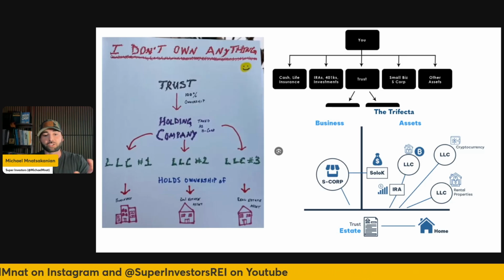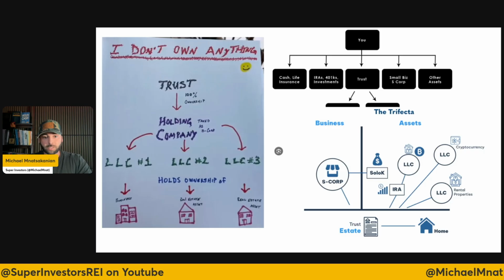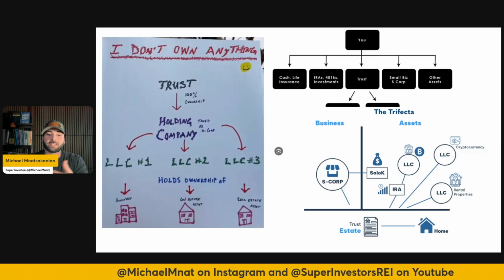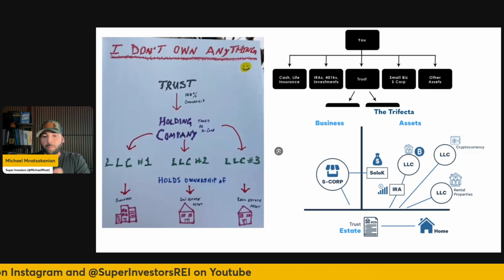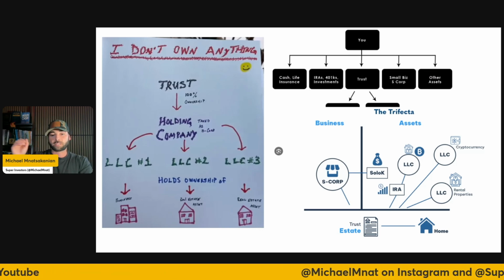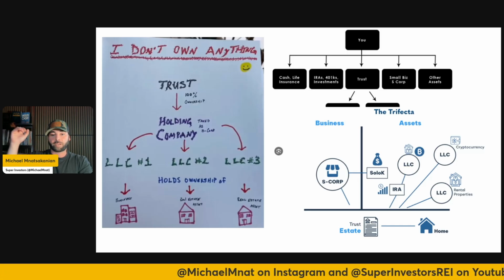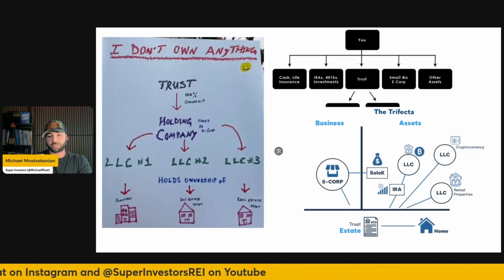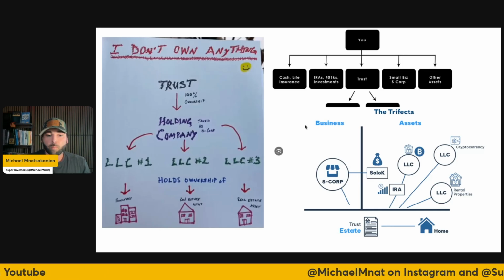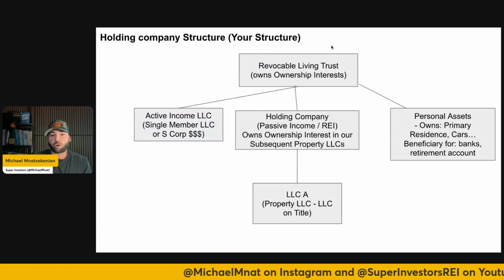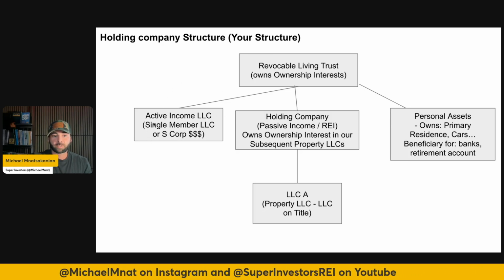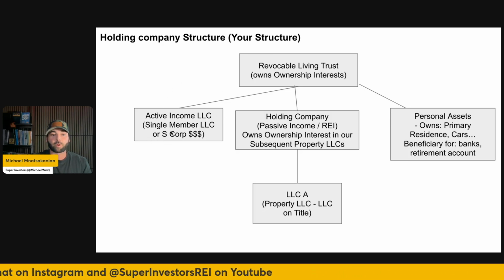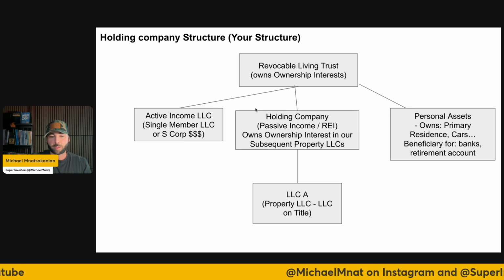Okay, well, my revocable living trust also is the owner of my 401ks, my IRAs, and that kind of stuff, including the lending that we do, my personal property. And then for my real estate side, it owns my holding company LLC, which then owns my various other property-specific LLCs. All right, so it's more like this. My revocable living trust owns my active income LLC, because it could be a single member LLC, or even if it's single member, an S Corp, depending on how much money you're earning. My holding company for my passive income or real estate investments, which owns no properties.